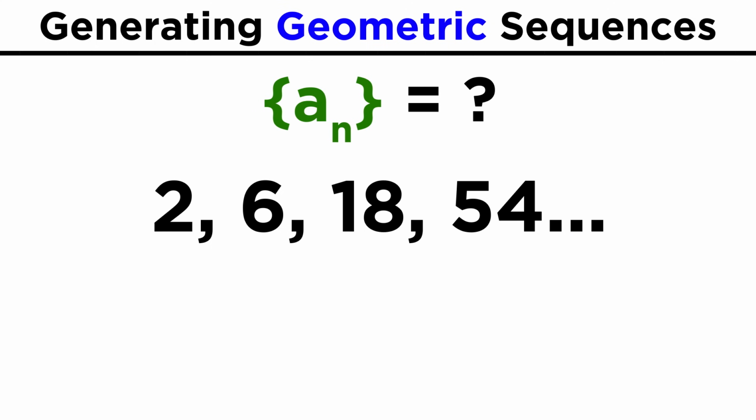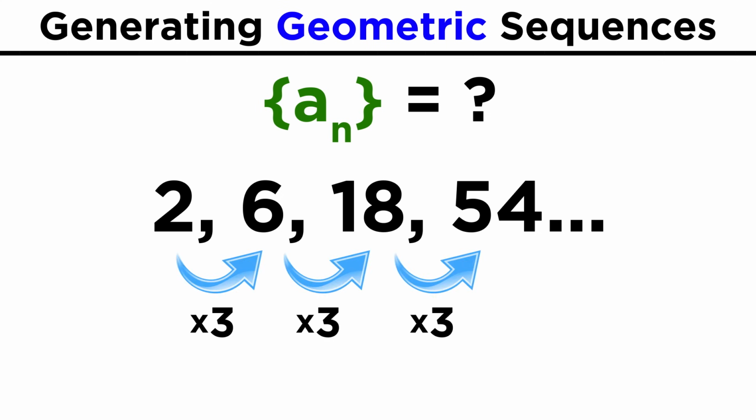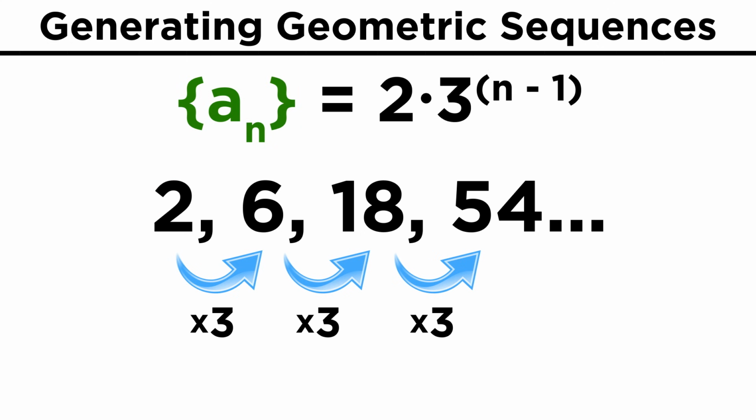There are also geometric sequences, where each term can be attained not by adding a constant to the previous term, but by multiplying the previous term by a constant. Something like 2, 6, 18, 54. Each term is 3 times the previous. Can you figure out how to represent this sequence? It starts with 2, and then you multiply by 3 once more for each term. So this should be 2 times 3 to the n minus 1.